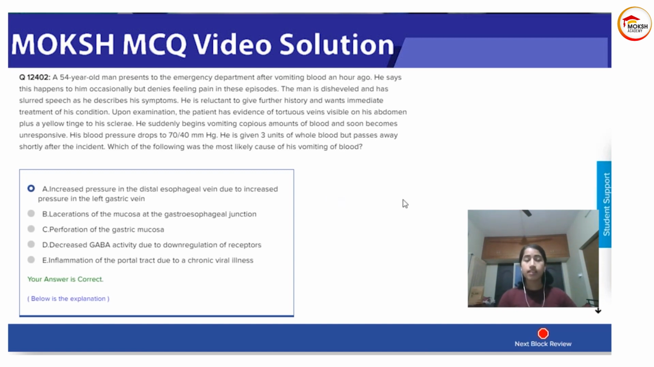Because in that case, it would be a painful hematemesis, okay? Perforation of the gastric mucosa. This happens when the patient has peptic ulcer disease, resulting in a gastric or duodenal ulcer, resulting in perforation. This can also cause hematemesis.